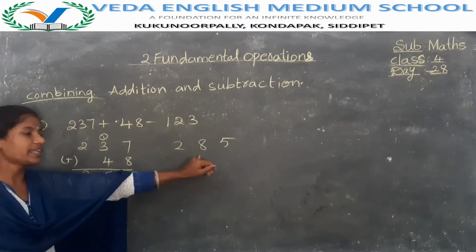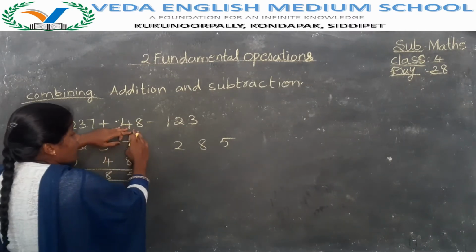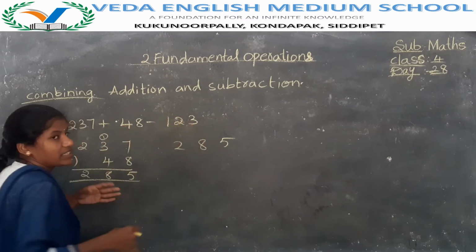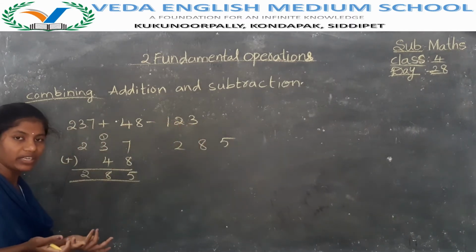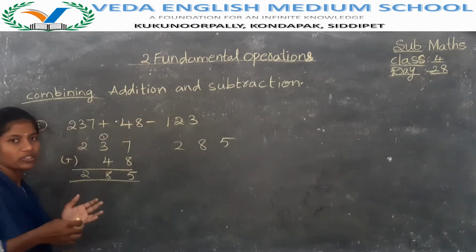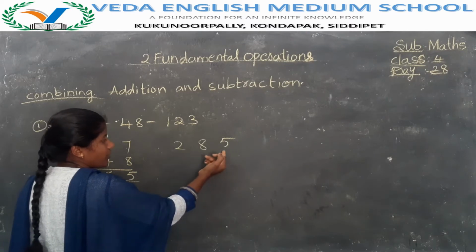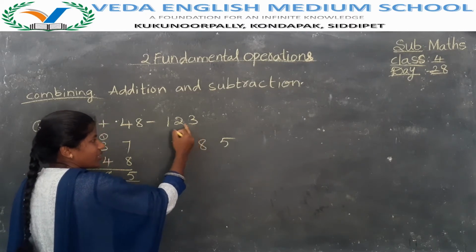That means the addition of 237 plus 48 gives 285. From this sum, we have to subtract 123. Why you have to subtract? Simply here they have given subtraction symbol, so we have to subtract. So how much we have to subtract from 285? From the 285 we have to subtract 123.